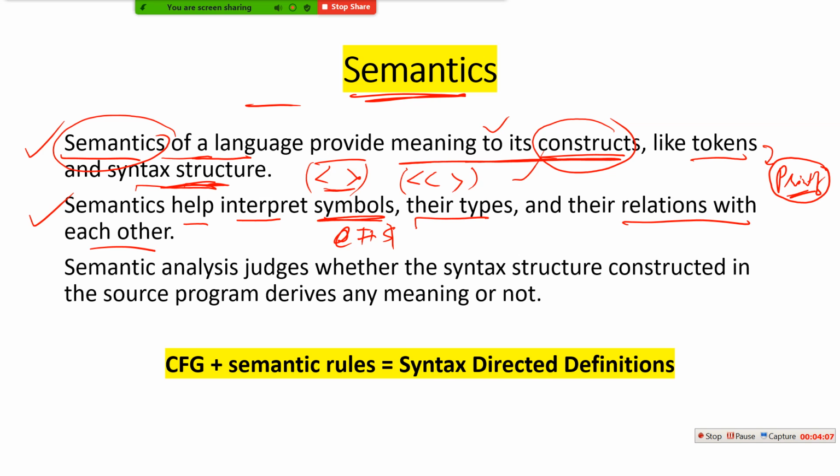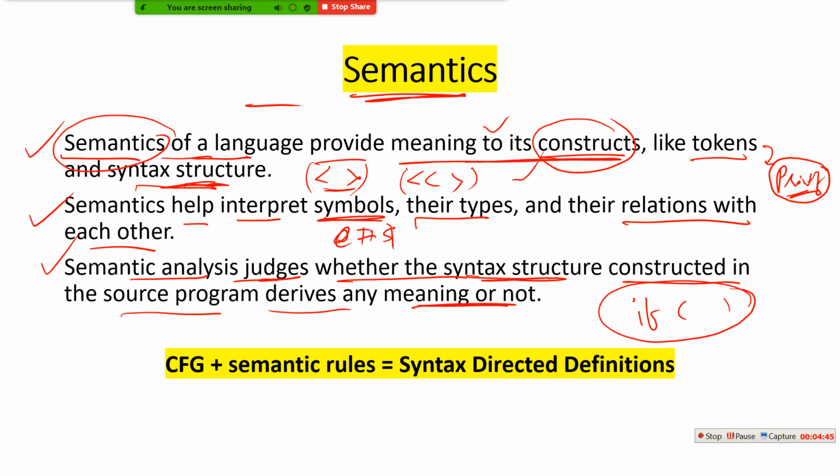Here our target is only to cover the important theoretical points that may be asked directly in any CS exam, because it is very important to discuss the theory. Until and unless we have knowledge of these simple terminologies, we can't proceed further. So we are discussing that now. The next one is semantic analysis. Basically, semantic analysis judges whether the syntax structures constructed in the source program derive any meaning or not, right? Suppose you have written an if and forgot to close the rightmost brace, so it will judge whether the syntax structures are meaningful or not.